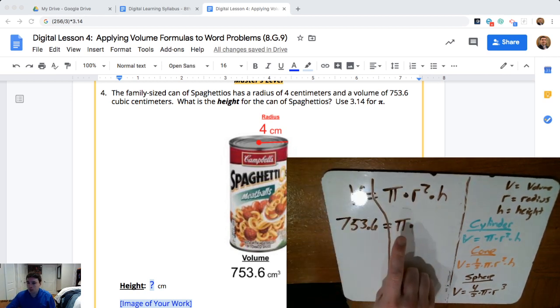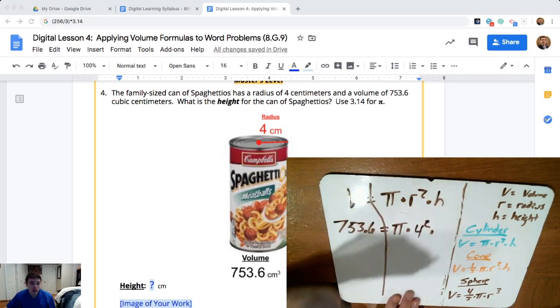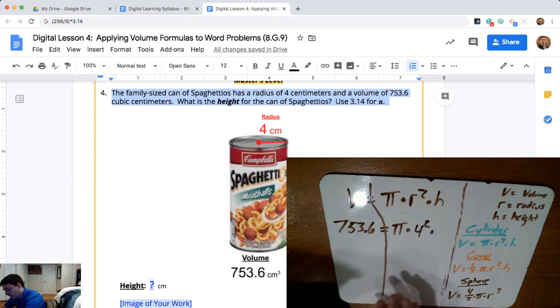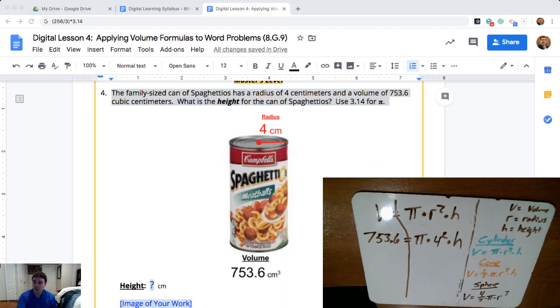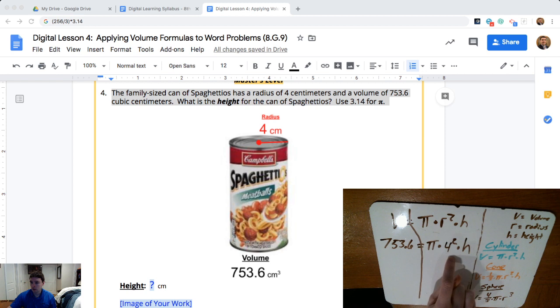That's a constant symbol. R squared in this case is going to become 4 squared because that's what the radius is. And h is what we don't know. H, the height for the family size can of SpaghettiOs, is what they've asked us to determine here. So h remains, and now it's the only unknown, or the only variable in our equation. What's more challenging is this equation was built and designed to determine volume. So when we find volume, we just multiply everything together. When we already know the volume, but we're trying to find an unknown like the radius or height, we've got to peel the onion or isolate that variable by solving the equation.